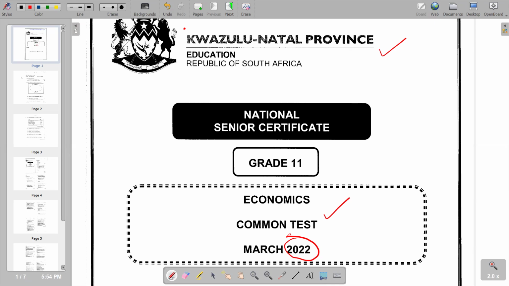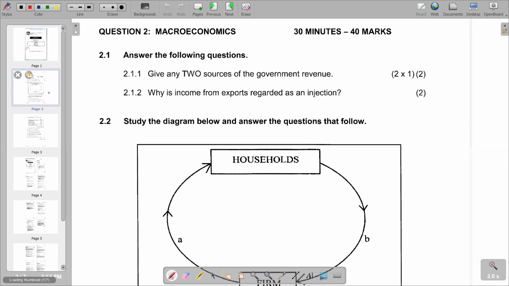So going back to our question, we are going to start on our question 2. So our question 2 will obviously be on section B of our question paper. And you see that the question has got 40 marks and it requires you to spend on average 30 minutes on this question. So on the first part of the question, answer the following questions. 2.1.1, give two sources of government revenue.